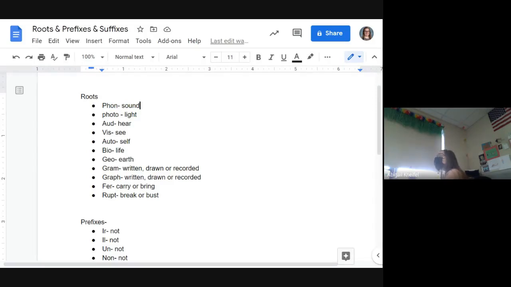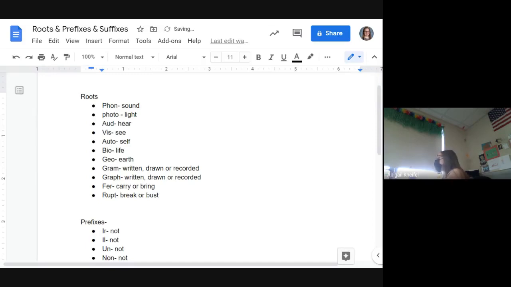We learned photo means light, like a photograph. Aud means hear, like audio. Vis means see, like vision. Auto means self, like auto control. It's doing it on its own. Bio means life. Biology is the study of life. Geo means earth, like geography.